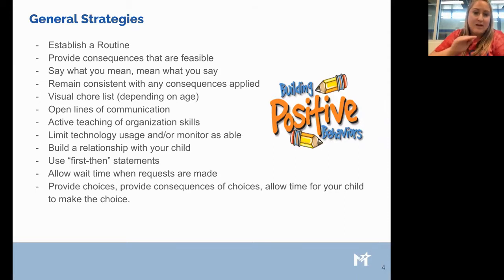We've also, again, that visual chore list, so we'll talk about that in a little bit. Having open lines of communication is something that's always recommended. Active teaching of organizational skills. A lot of times kids just don't understand how to organize.